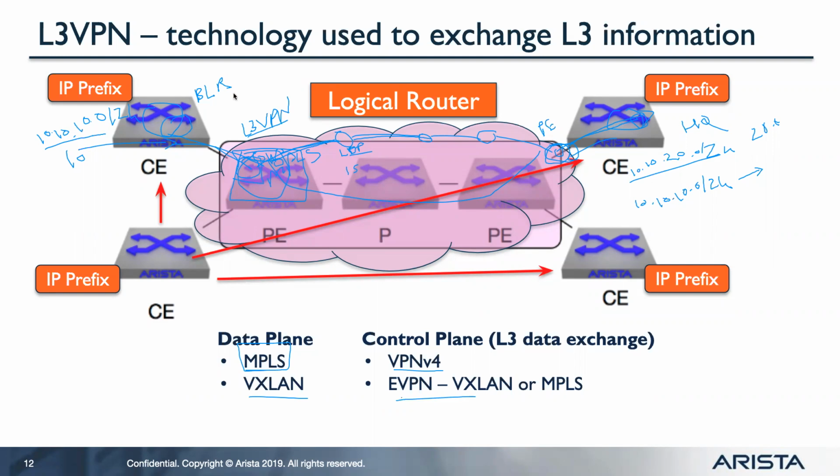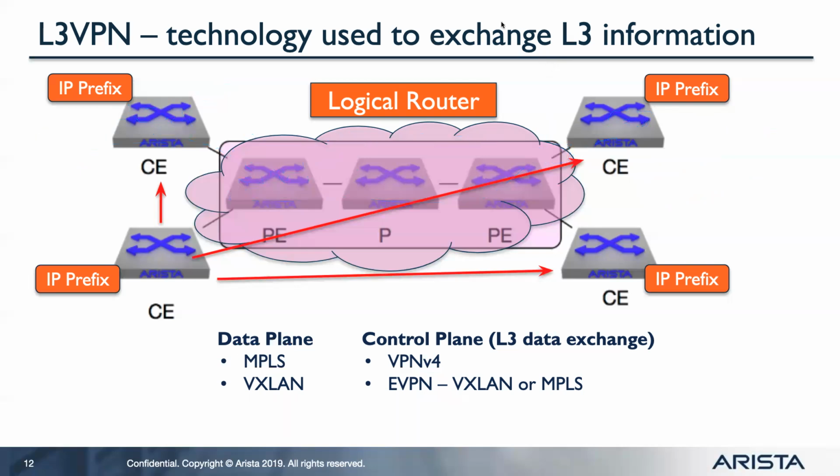Any questions? Let me hold here, and if anything is not clear, please ask, because this is the base for going forward in this session. So is it clear what L3 VPN is, and when we use the MPLS data plane and the VXLAN data plane or control plane? Is there any question or any doubt?